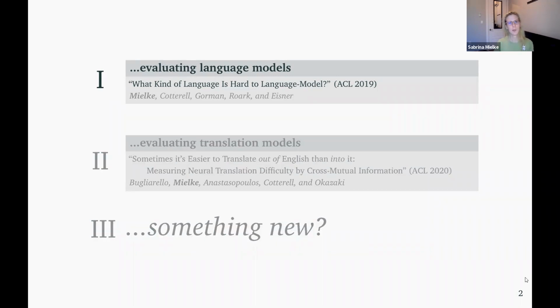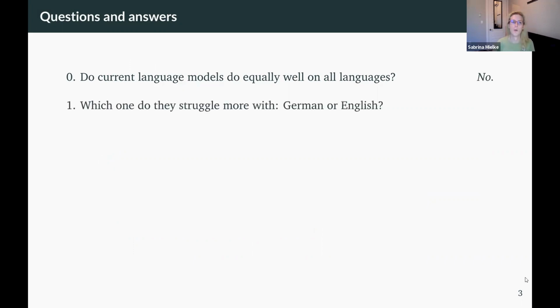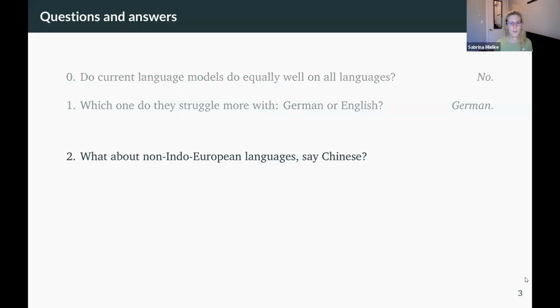All right, so let's talk about language models. First of all, let's motivate this work a little bit. A question we might ask is, do current language models do equally well in all languages? Can they deal with all sorts of languages out there? The answer to that, we claim, is going to be no. We can ask a more specific question, like, okay, well, what kind of languages are harder for them? What kind of languages are easier? And we can, for example, say German versus English. In that case, German seems to be harder. That's pretty noticeable.